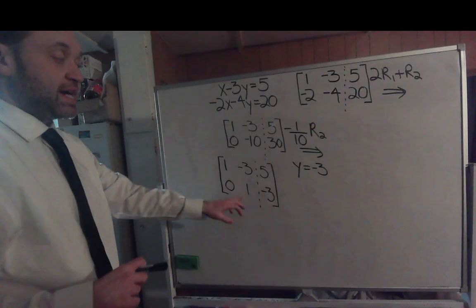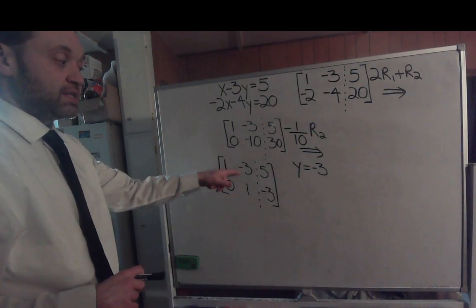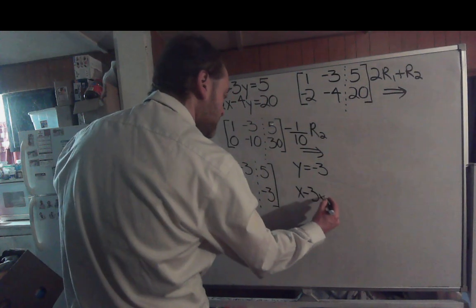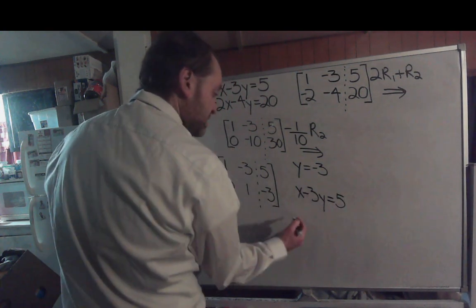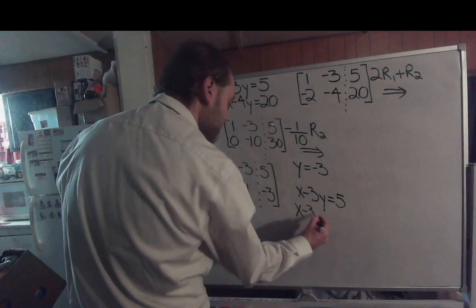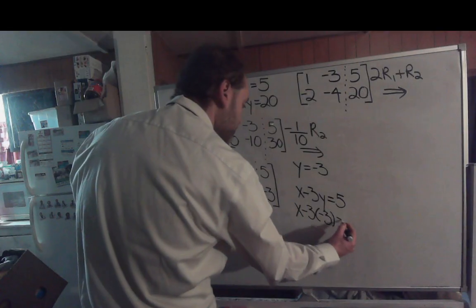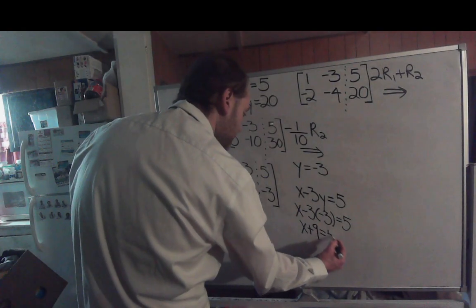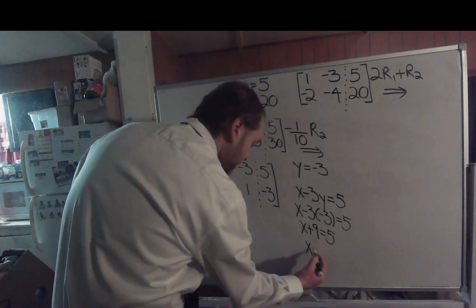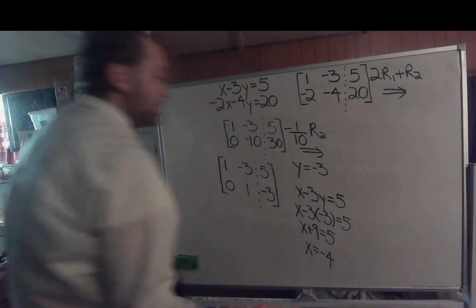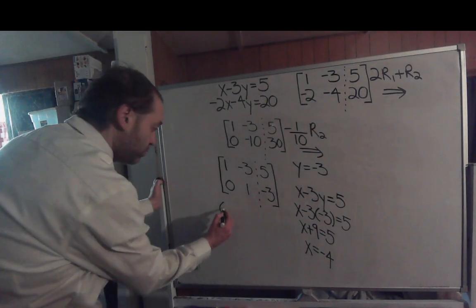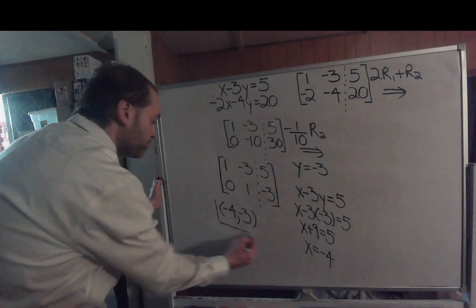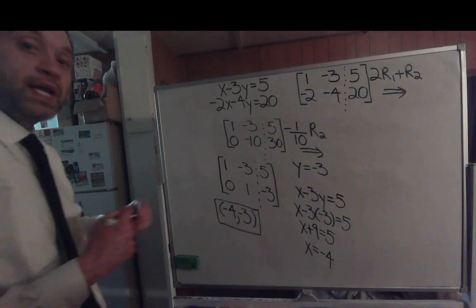So we can use back substitution now to put it into the top equation, which this is literally telling you that x minus 3y equals 5. So put that y value in, you'll get x minus 3 times -3 is equal to 5, which would give you x plus 9 equals 5, which would give you an x value of -4. So the solution to this system is the ordered pair -4, -3. That would be the ordered pair that's the solution, is -4, -3.